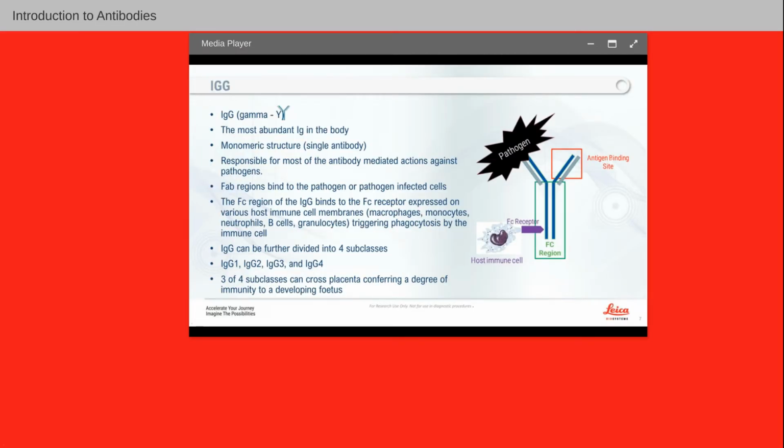IgG, containing the gamma chain. So this is the most abundant immunoglobulin in the human body. It's very small. It exists as a single Y-shaped structure with a molecular weight of about 150 kilodaltons. Now, most pathogenic infections are confronted by IgG antibodies, and this is part of the humoral or cell-mediated immune response, which basically means it's an immune response driven by antibodies.